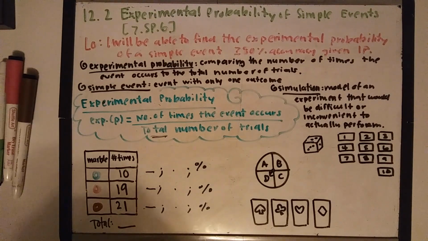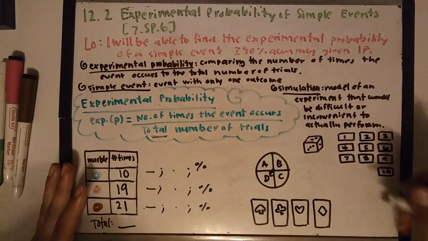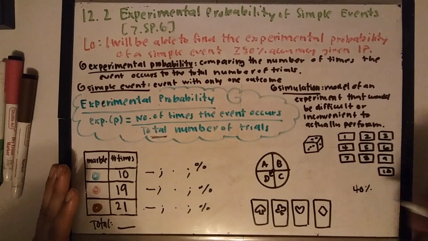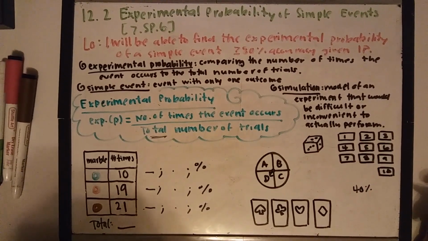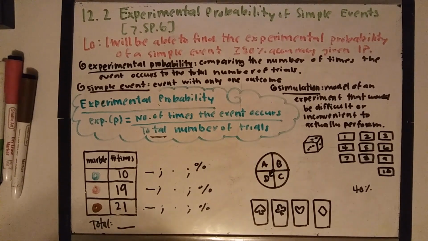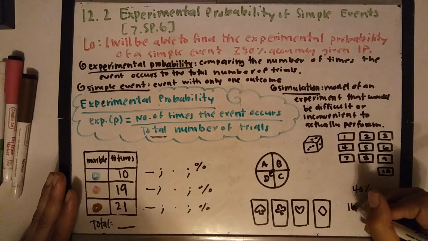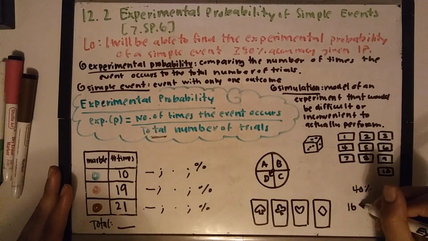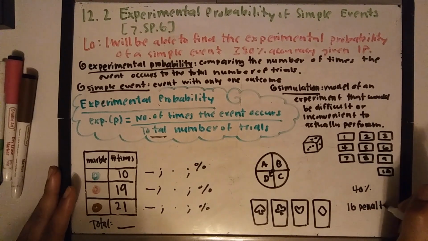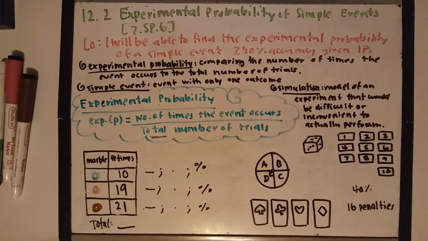For instance, if you know that a soccer player makes only 40% of his penalty shots, and you want to figure out, if, for instance, a soccer player gets to do, I don't know, 16 penalty shots, and he only makes 40% of that, how can you simulate that instead of actually having the person do it?